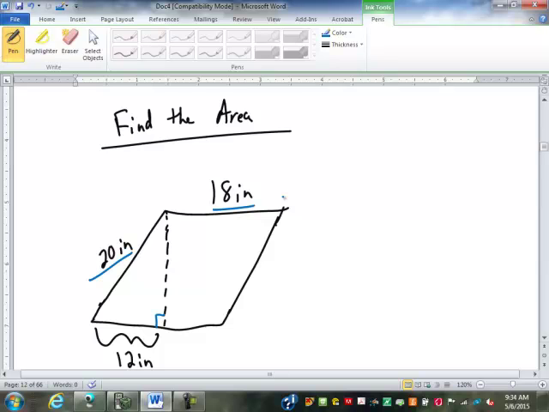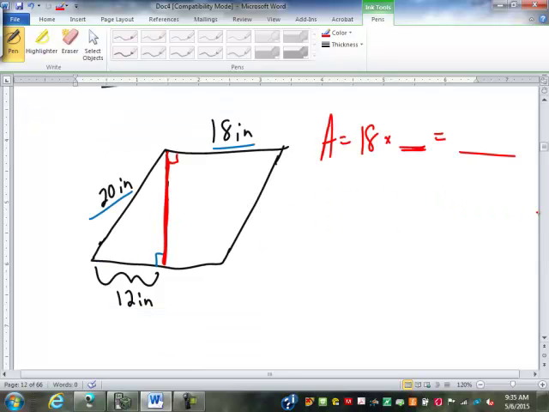So what we need to find is this length right here. The height, you got it, because that'll form a right angle with the 18. So this area here is going to be 18 times whatever that dimension is. So 18 times h equals whatever our area is, which we're going to try to find. So we need to find this height here.